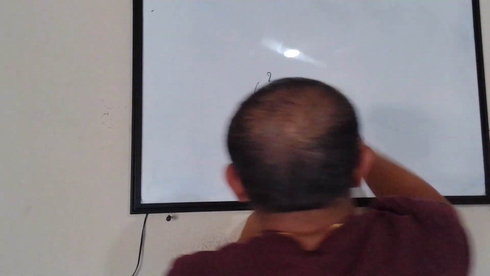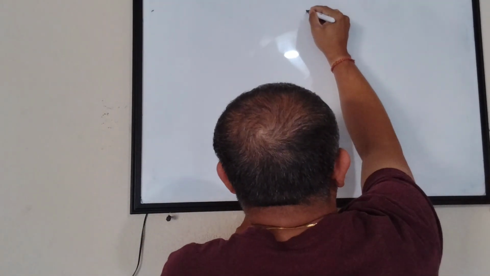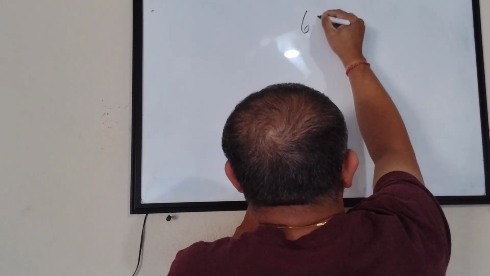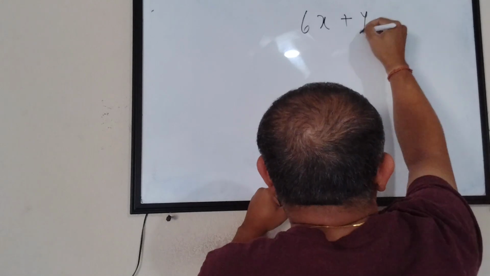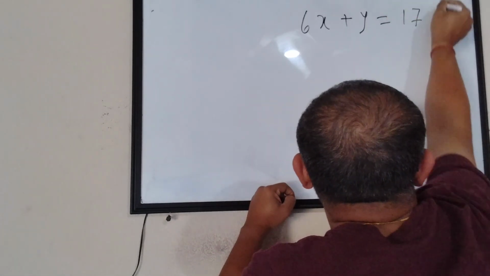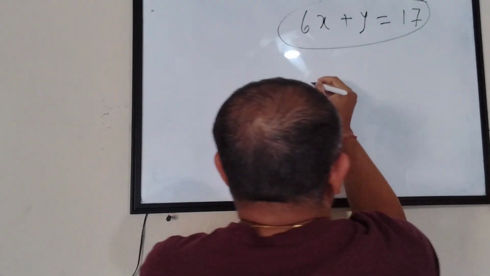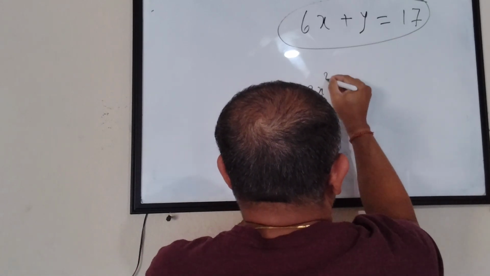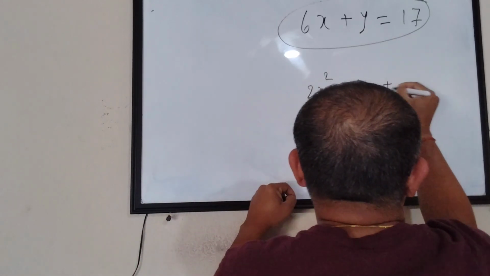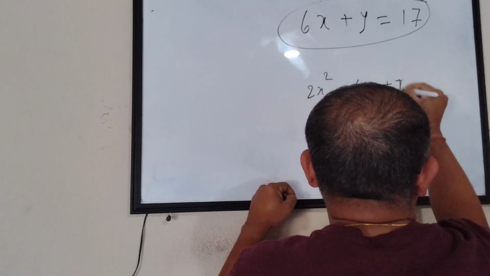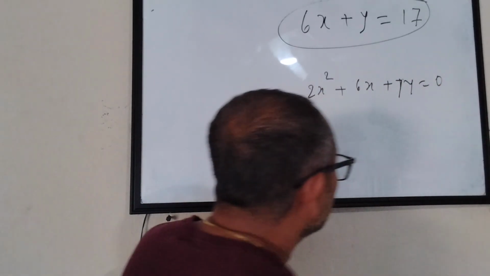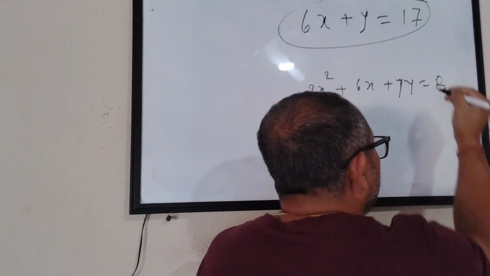Okay. Now that is the first part, that you need as many equations as you have number of variables. Now second point, if I have any equation like this, this is one equation, and the second equation, let's say 2x squared plus 6x plus 7y equals 0 or 8.